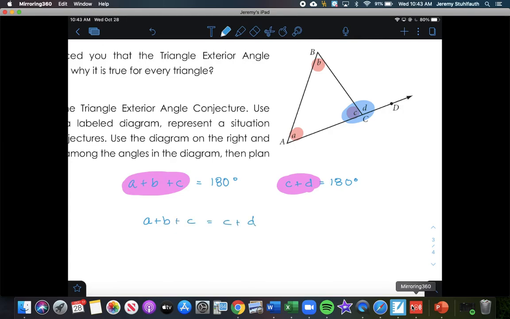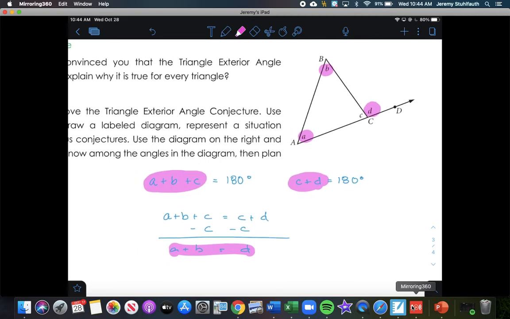With a little bit of algebra, we subtract C from both sides, we get A plus B equals D. Take a look at that. That is exactly what we just said in our conjecture. We said angle D, the exterior angle, is equal to the sum of the remote interior angles, A and B. A plus B equals D.